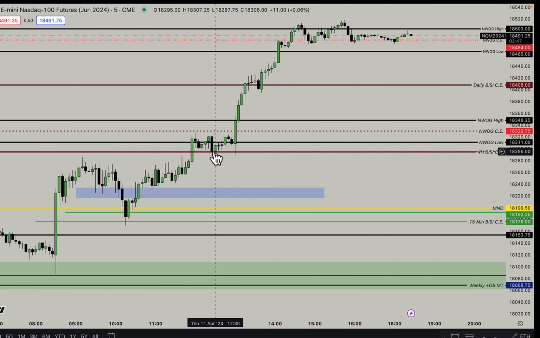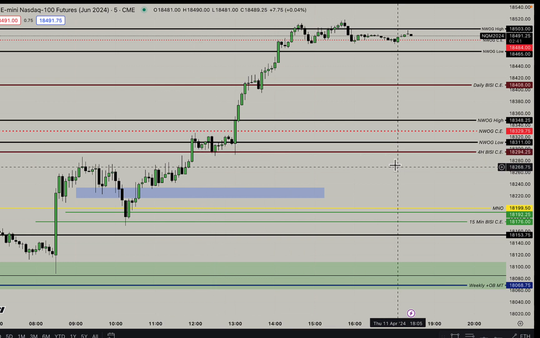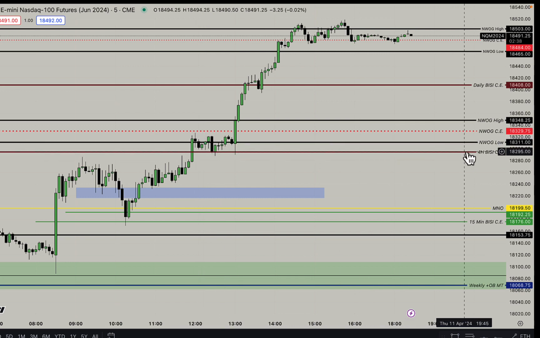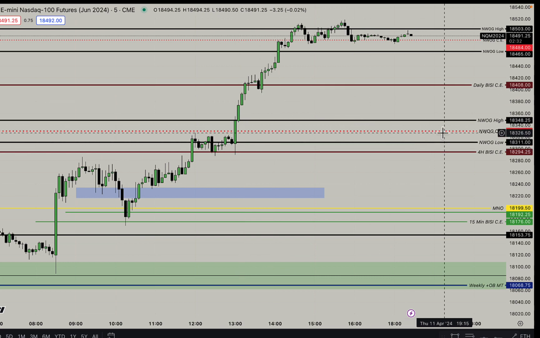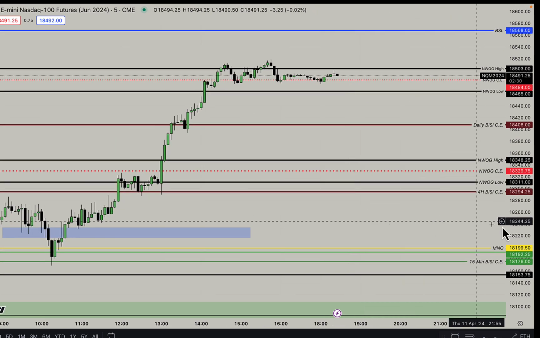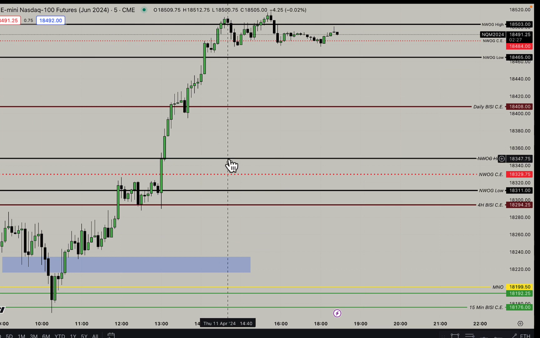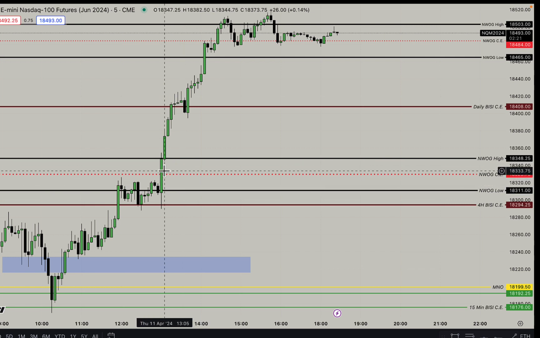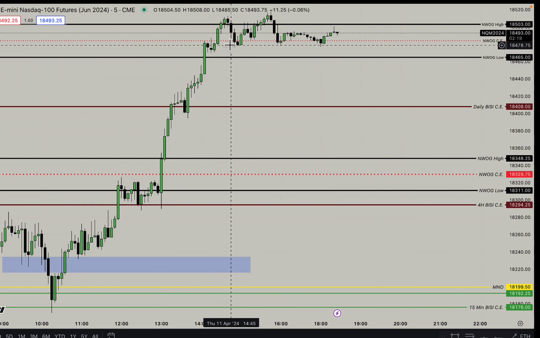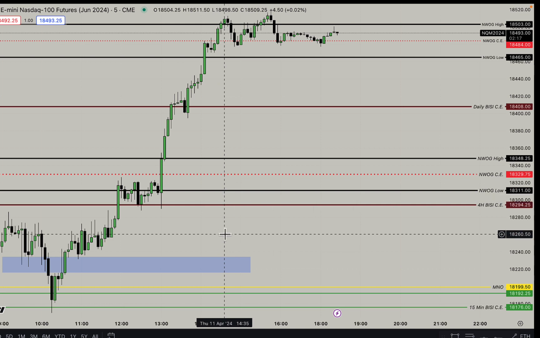We consolidate above within the first quadrant or upper range of this fair value gap, consolidating, respecting the 4-hour BISI, consequent encroachment or midpoint, and you see we just run right through the new week opening gap high. Once again we open, we drop down just below the new week opening gap high, treats it as support, breakaway gap, boom, we just rally continuously higher.